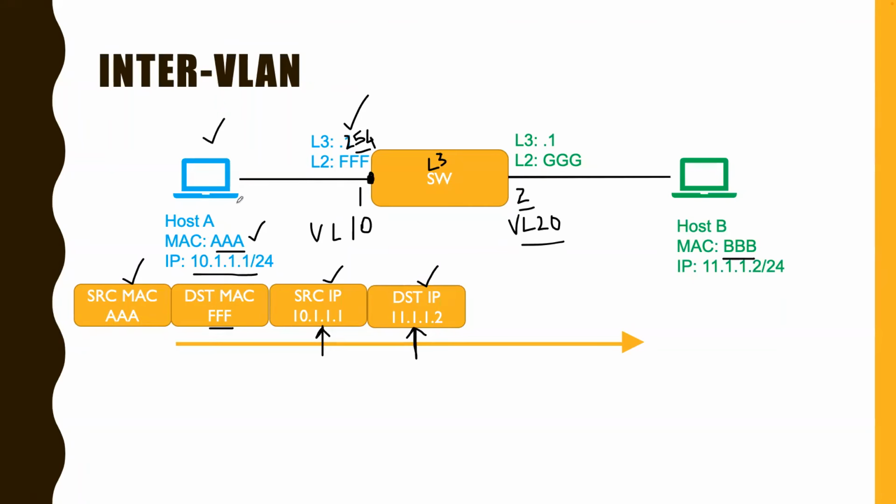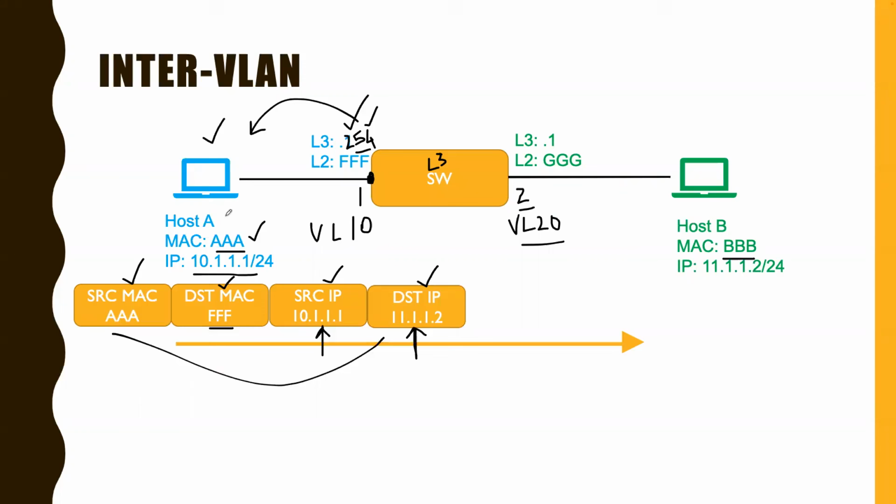So in order to form an Ethernet frame, I should have the destination MAC of my default gateway. So I'll send an ARP for my default gateway. This will respond to me with its MAC address. That's how this frame will be formed.